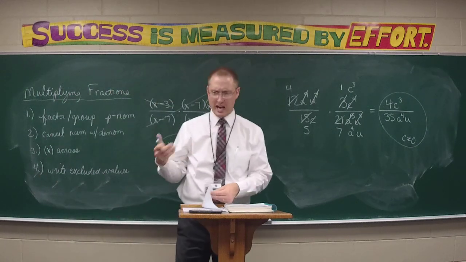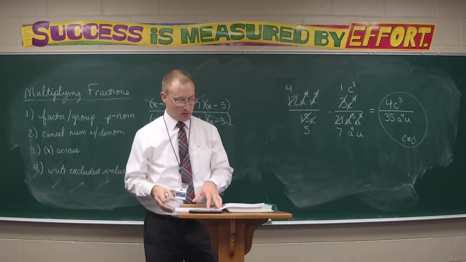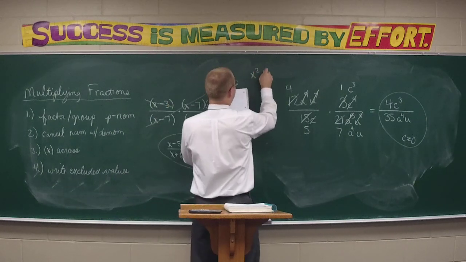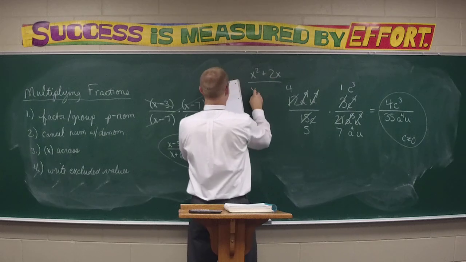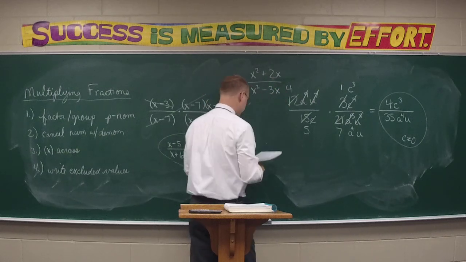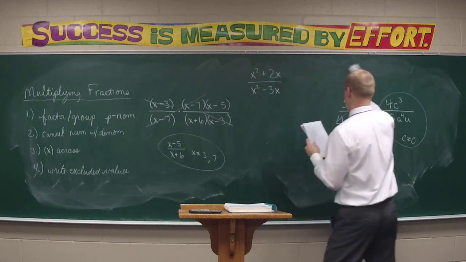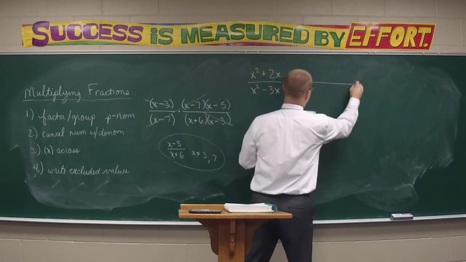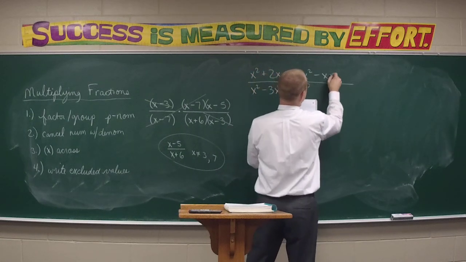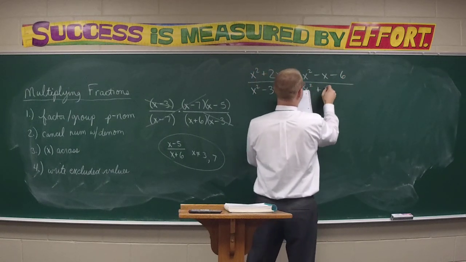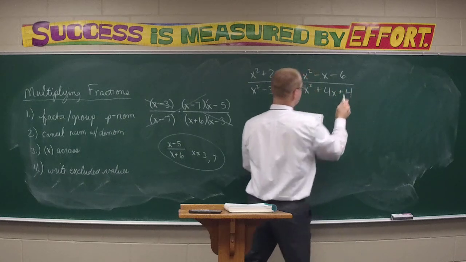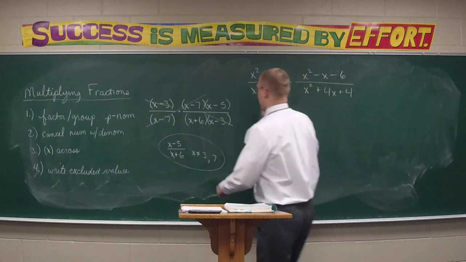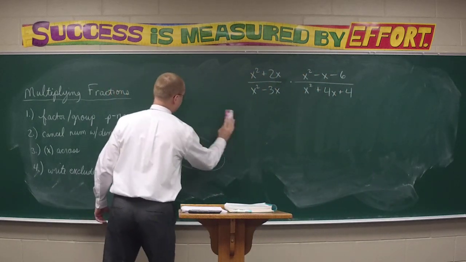Do we feel like multiplying fractions is way easier? Like, where has it been all my life? All right, write this one down if you would. x squared positive 2x over x squared negative 3x times, next numerator, x squared negative x negative 6, and then x squared positive 4x positive 4. Take just a moment at your seats, multiply these two fractions together.